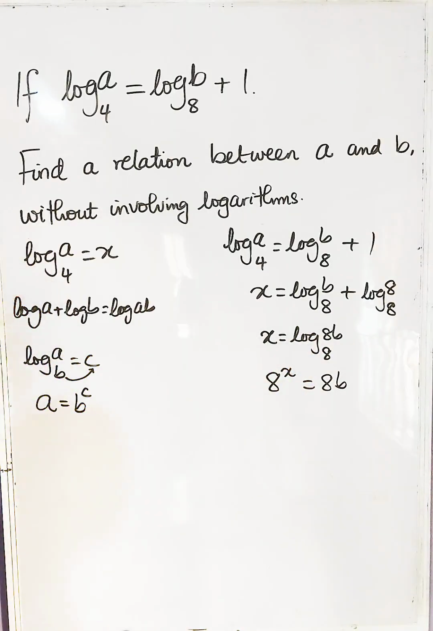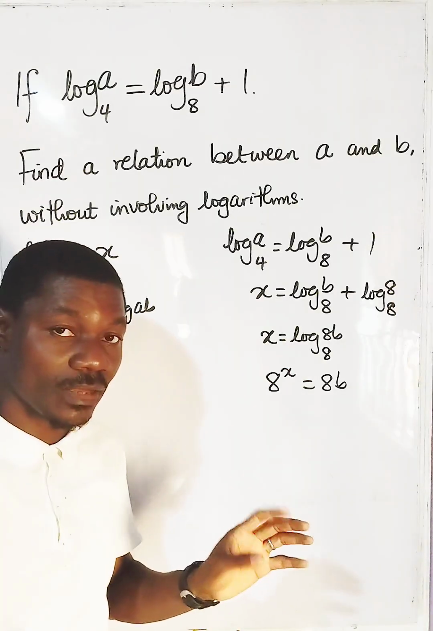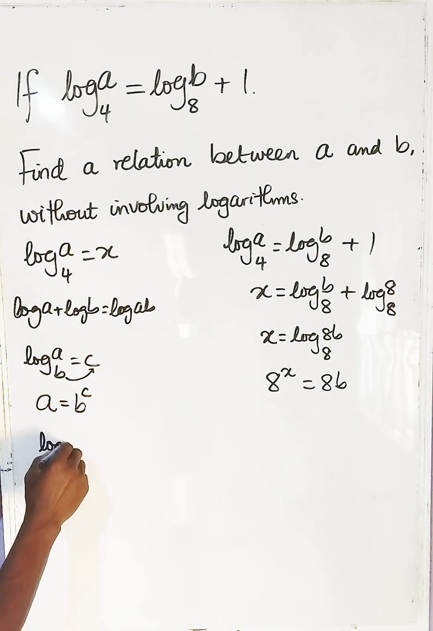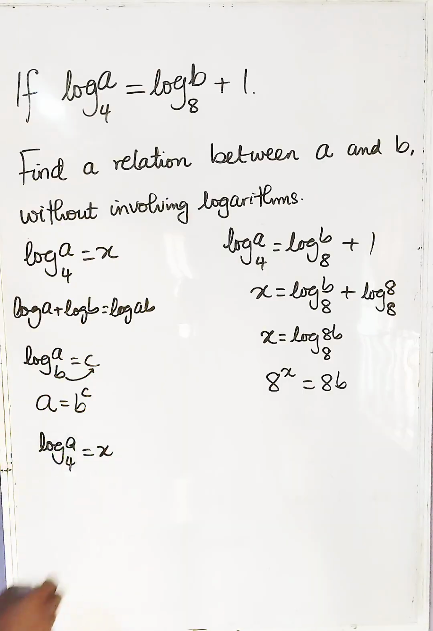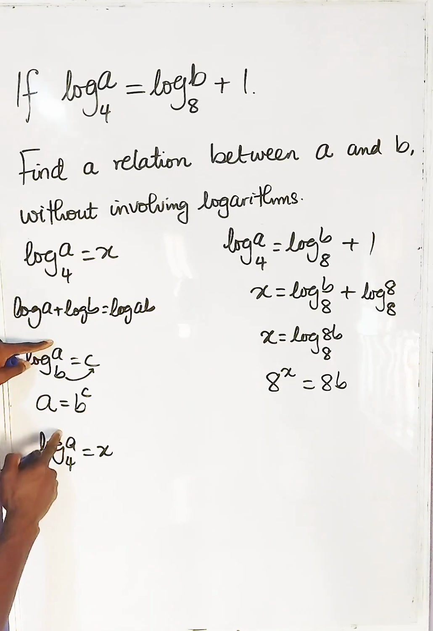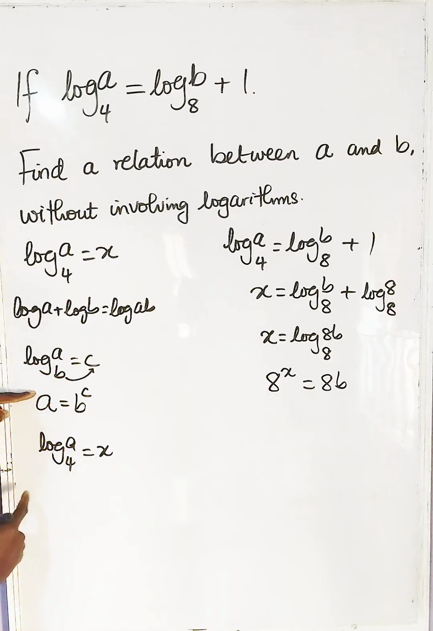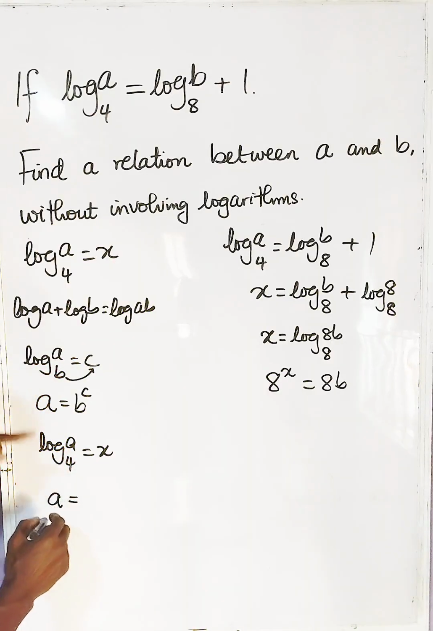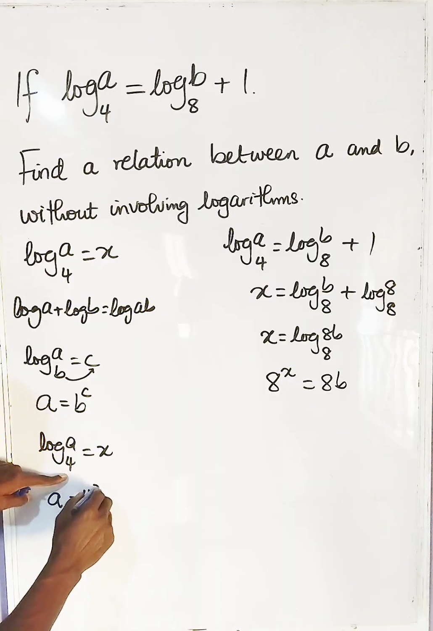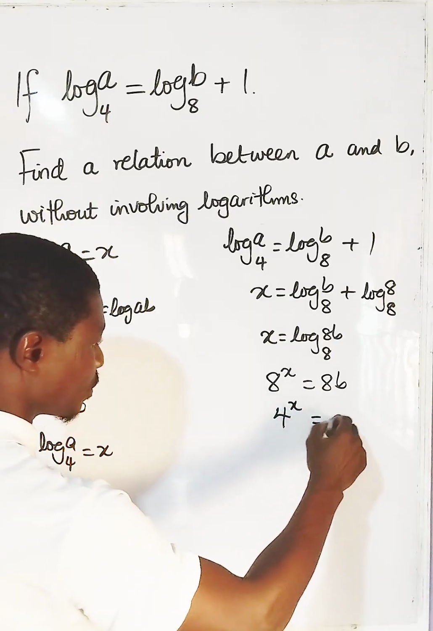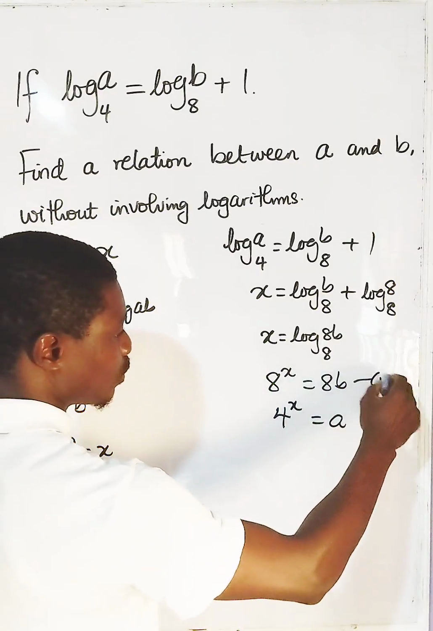So let us come back to log A base 4 equals x. Applying this rule, our A is A, our B is 4, and our C is x. So it means that A equals 4 raised to x. We can now write it as 4 raised to x equals A. So let us assume this is equation 1 and this is equation 2.